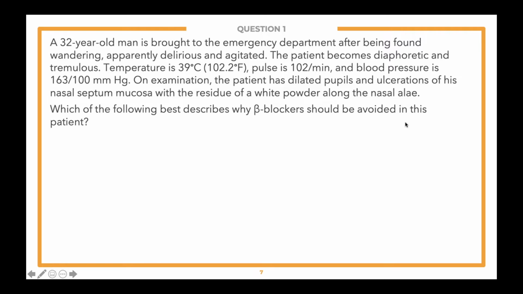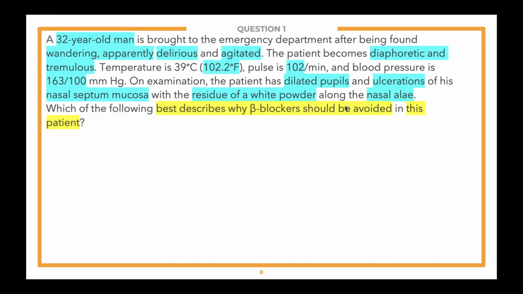I want all of you to start thinking about the important clues in the vignette as I hand it off to Paras. Thank you, Sean. So what we're going to do is we're going to go ahead and show you what we think are the important clues in this vignette and the lead-in.